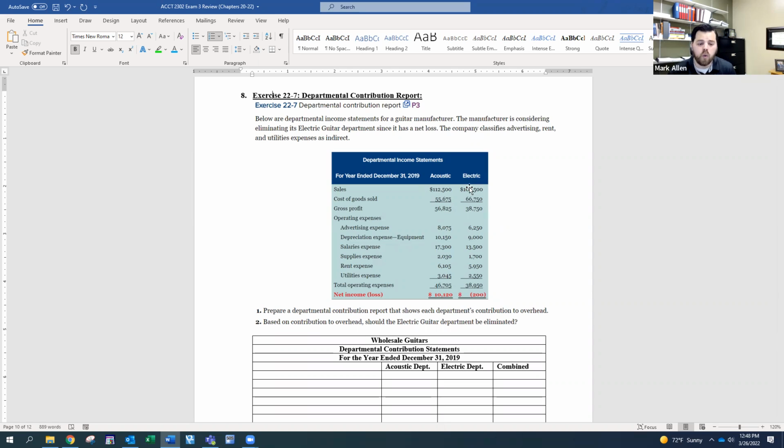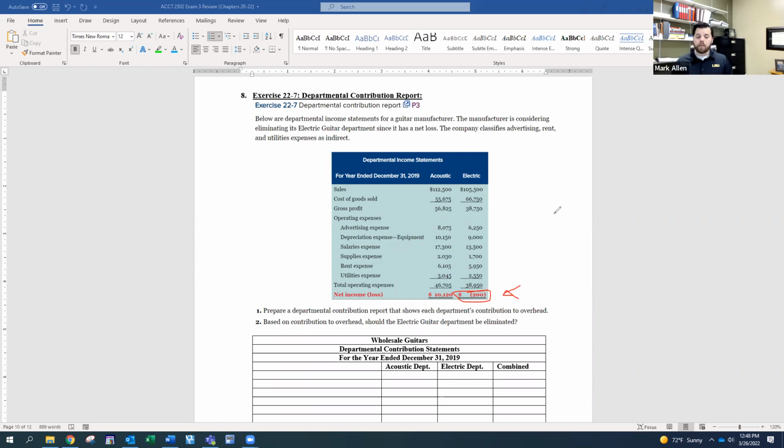So below are the departmental income statements for a guitar manufacturer. The manufacturer is considering eliminating its electric guitar department since it has a net loss. And what they're looking at, of course, to determine that is right here, their net loss line. And you'll notice they are operating at a loss. Now, to be fair, that's an extremely small loss, especially relative to over $100,000 in sales.